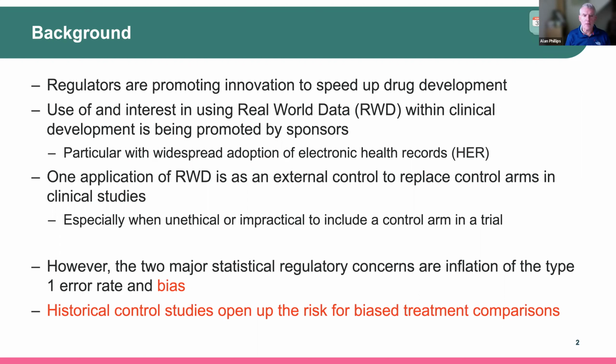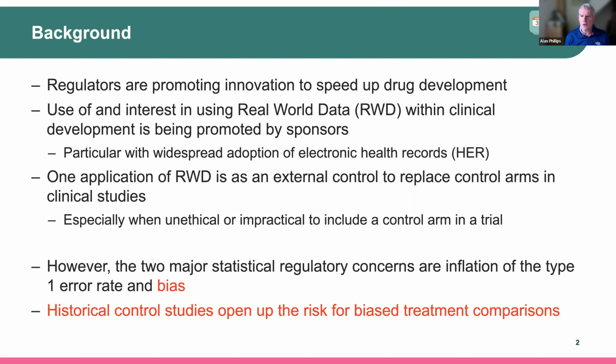The strongest argument, as you'll see later in the talk, is when it's unethical or impractical to include a control arm in a trial. That's one of the ways that you can justify this, but it's not necessarily the most common justification, which I will share later, but that's really how they ought to be used. So when it's unethical or impractical to get a control arm, go out and do this.